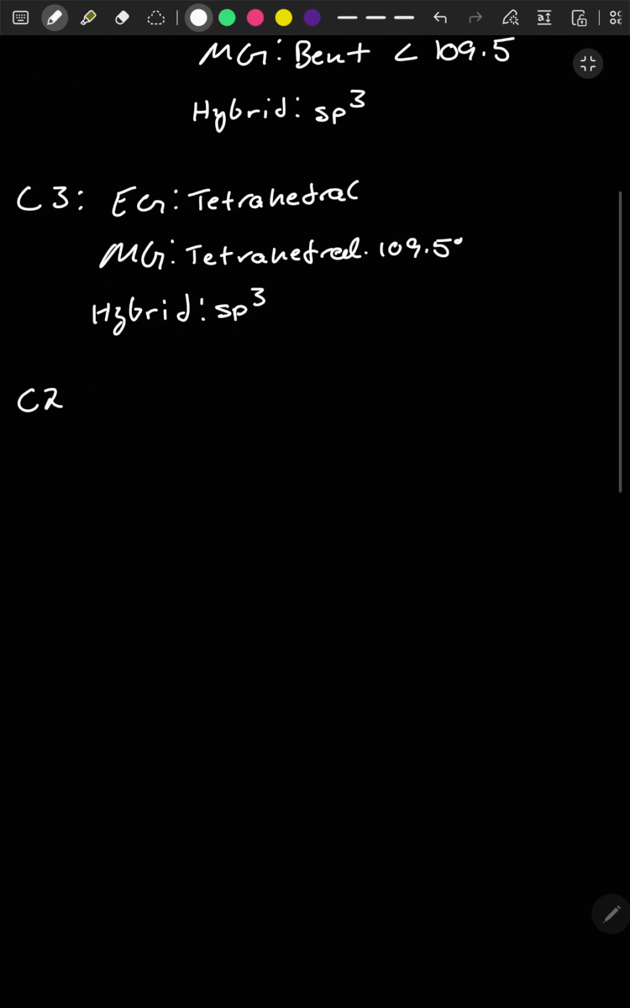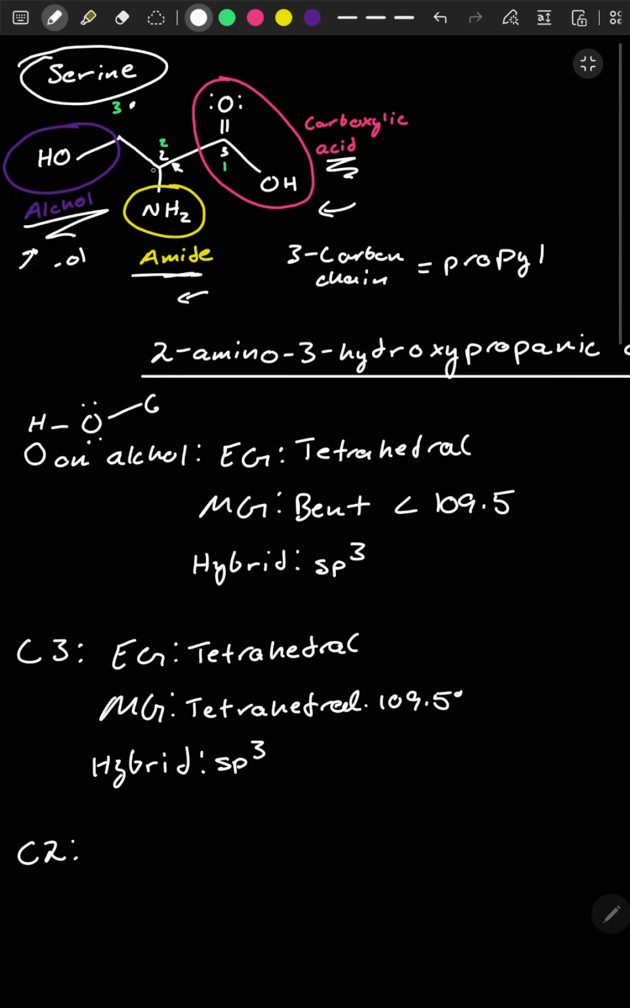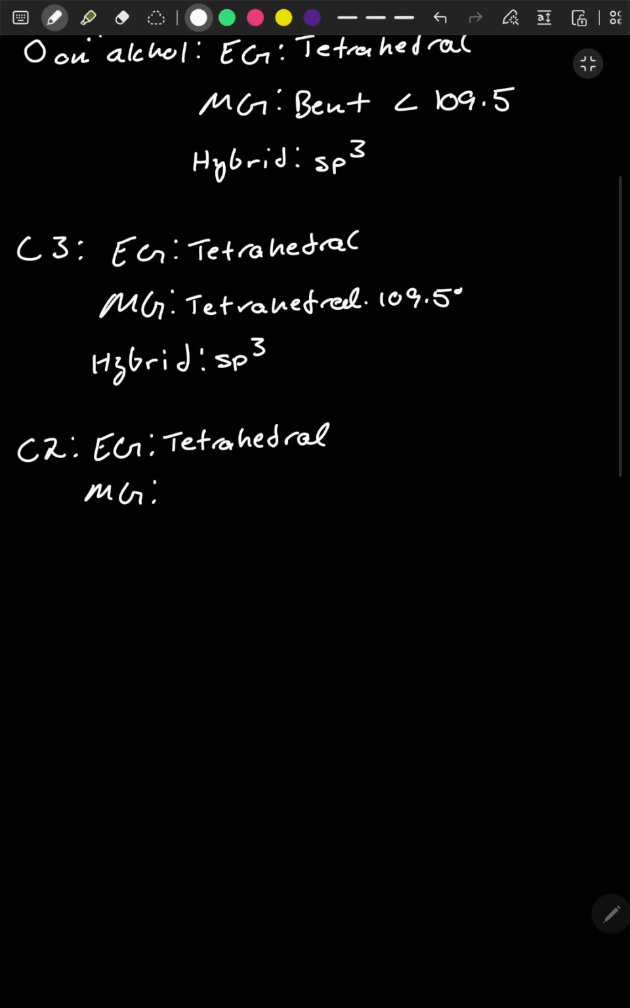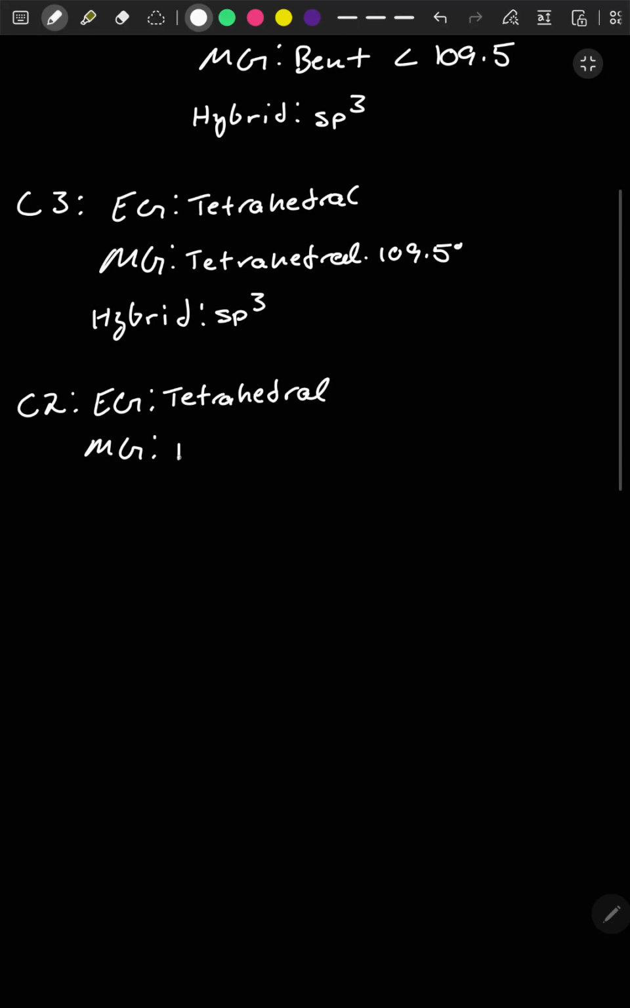Now we're going to move on to carbon 2, which if we look up here, carbon 2 is right here. And it is bonded to another carbon, the amide group, and then also another hydrogen. So our electron geometry is going to be tetrahedral. Our molecular geometry is going to be tetrahedral, 109.5.